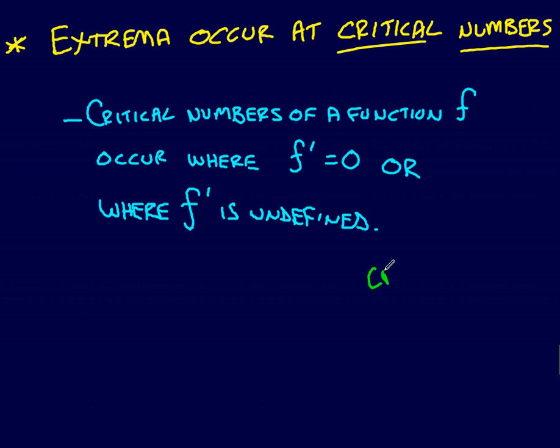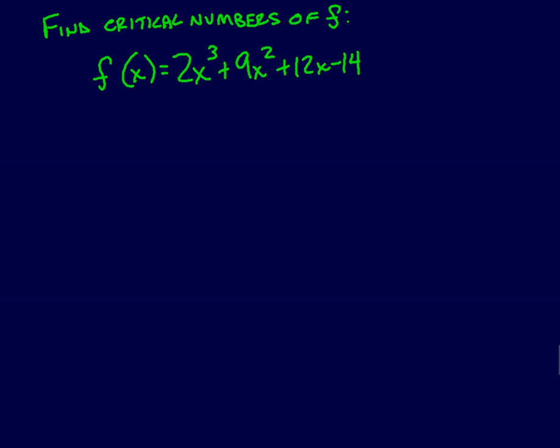The same way, a critical point would just be a point that is x comma f of x, with x being your critical number and f of x being whatever your function value is at that point. So we looked at a couple examples. Find the critical numbers of this function. First thing you want to do is take the derivative of the function.